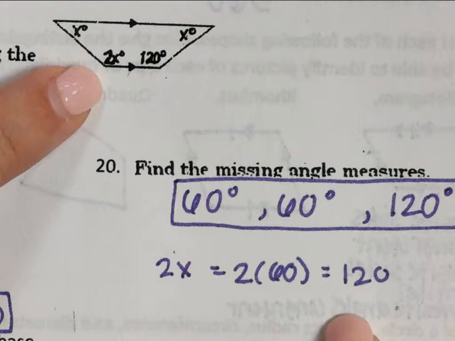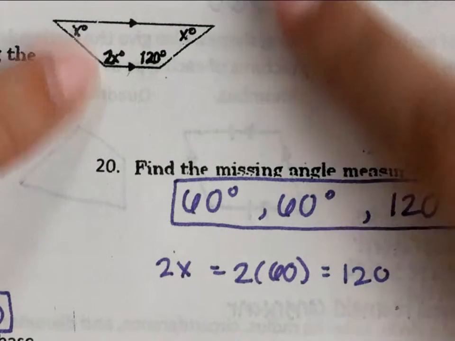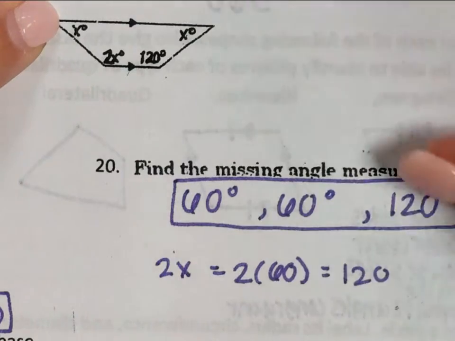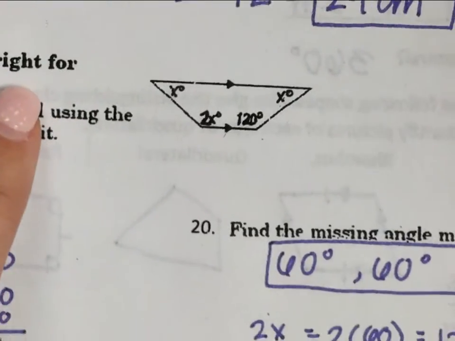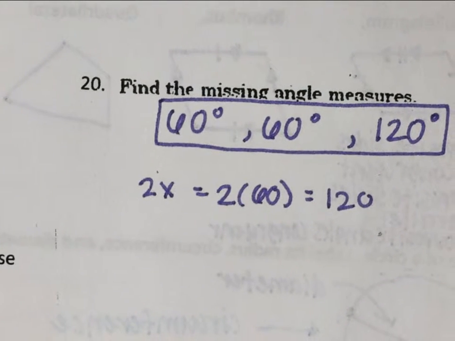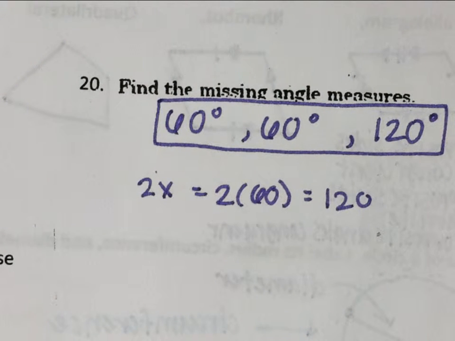How do you know that there's 60? Because it's just x. And then remember right here in number 19, I solved for x. Oh. Okay. Any questions on those angles of the quadrilaterals?